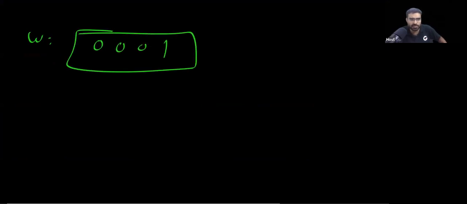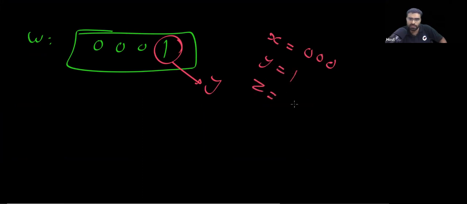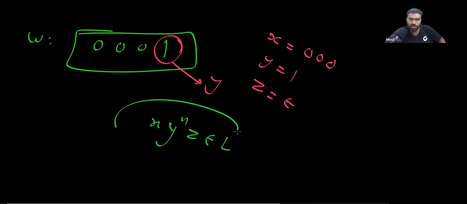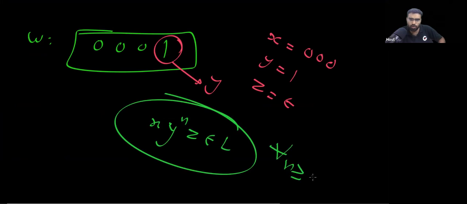So for this string, I am saying that this Y will work. X is 000, this Y, and Z is empty. Now you can easily notice X Y^N Z will belong to the language for all N greater than or equal to 0. Yes or no? So this Y will definitely work. You can repeat this Y any number of times and the result will belong to the language.